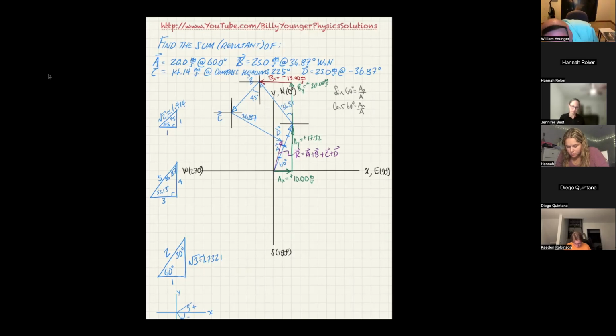So let's let you guys try for the components of C. At least draw them and then use your trig functions to calculate them, and I'll write them down.